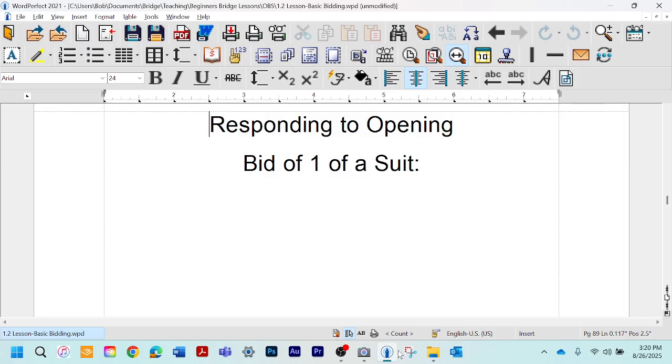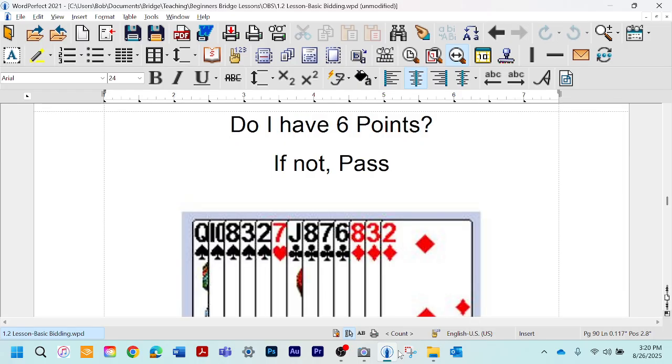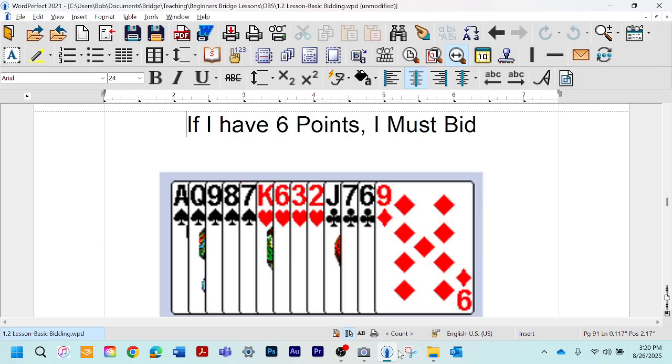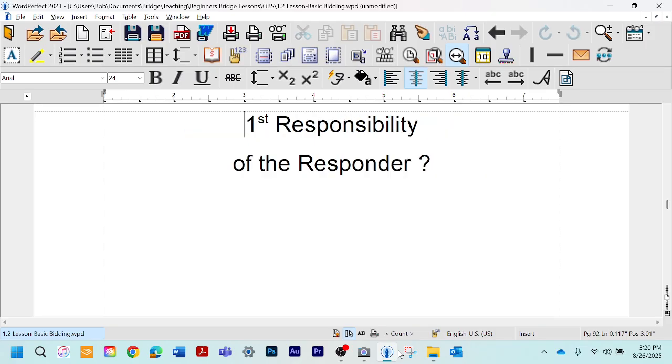Now, if your partner opens one of a suit, remember the light switch. If you have 6 points, you will bid. Only question is, what do you bid? Well, it depends on what your partner opens with. Must bid. Now, the first responsibility of the responder is to try to get to a major suit. So if my partner opens a club or a diamond, if I have four hearts or four spades, it is pretty much automatic. I'm going to bid one of those.